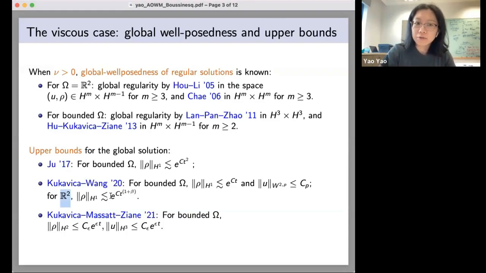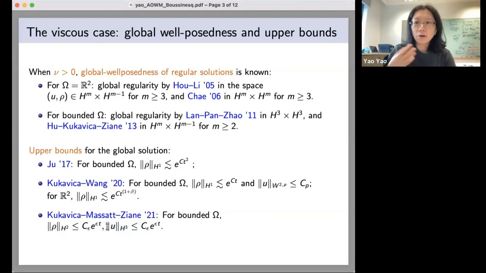And more recently, Kukavica, Masmoudi, and Zhang improved that bound to something that is even smaller. They showed that the upper bound on the H2 norm of the density can be made to have an arbitrarily small growth rate. And the same thing can be said for the H3 norm of the velocity field u.